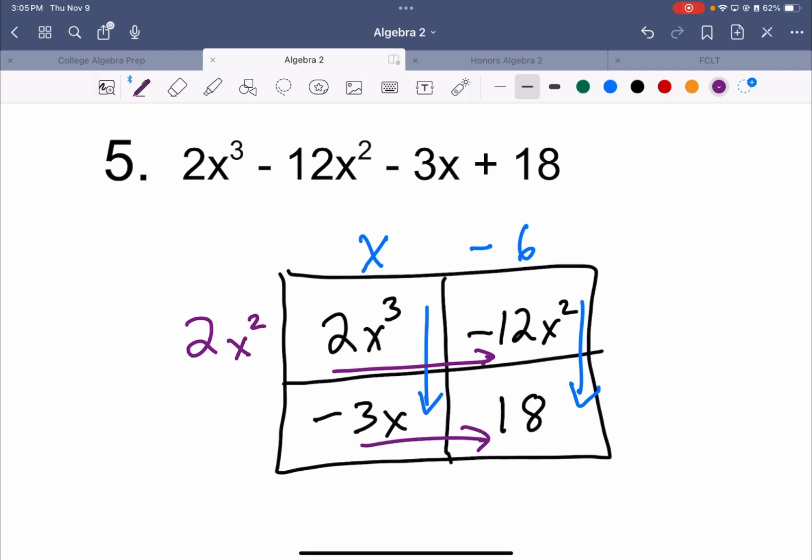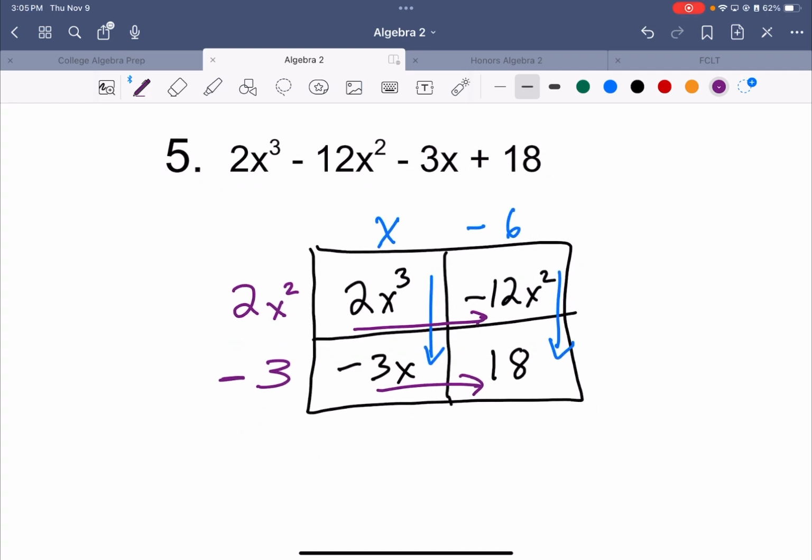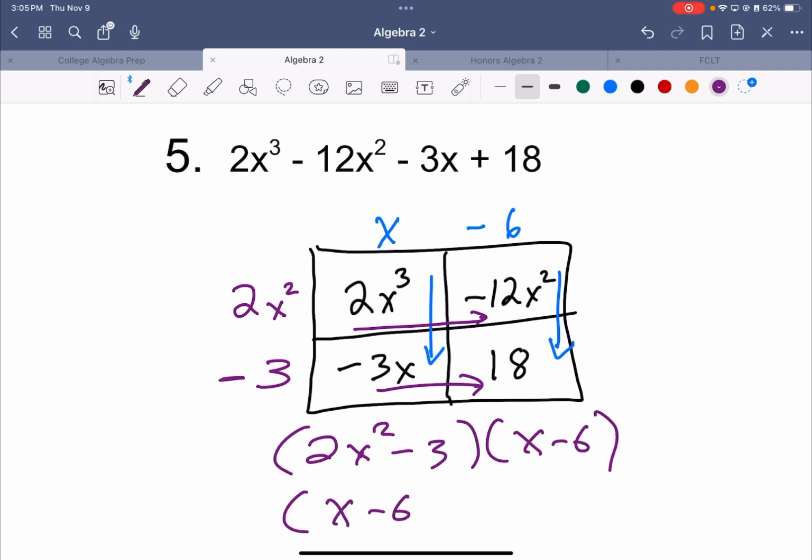And then the last one, first term is negative, so we're going to pull out a negative. Common factor for 3 and 18. 3. Nice job saying it, everybody. 2x squared minus 3, x minus 6. Or x minus 6, 2x squared minus 3. Either way. And again, you could figure out if it's correct or not. Yep.